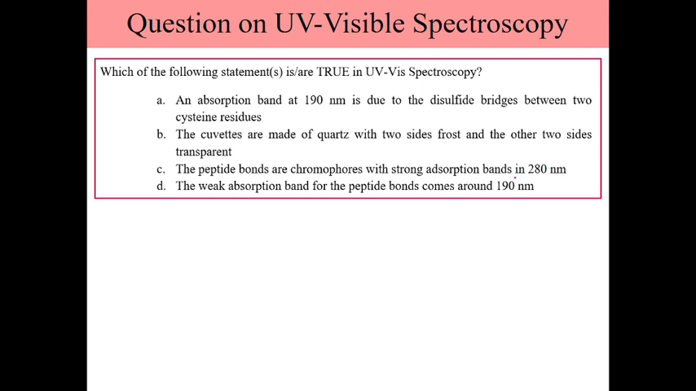This is not true, because 280 nanometer is given by tryptophan, which has the aromatic side chain, right? So this is definitely not true. And then the weak absorption band for the peptide bonds comes around 190 nanometer. So then I told you about the quartz cuvette, and when you look at the cuvette, two sides of it are made of quartz and two other sides are actually transparent. So yes, this is the right answer.